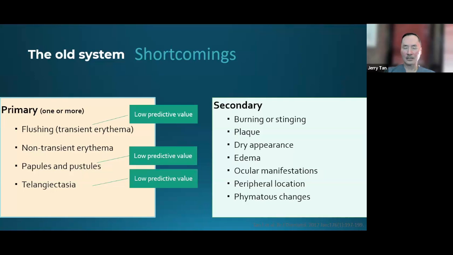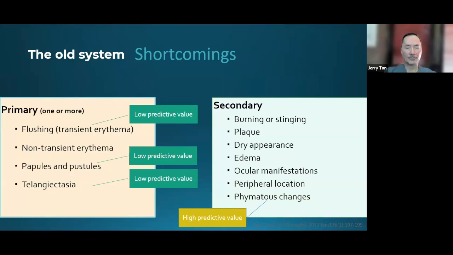And then telangiectasias. Lots of patients have telangiectasias. A lot of that may be in patients who also have sun damage. So again, there's a concern about low predictive value. And one of the secondary features that has a high predictive value, which is phymatous changes, is actually, in the old system, not in a diagnostic criteria for determination of the diagnosis of rosacea.